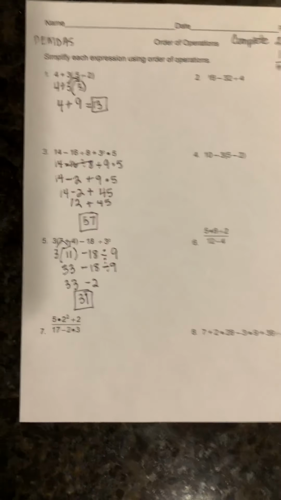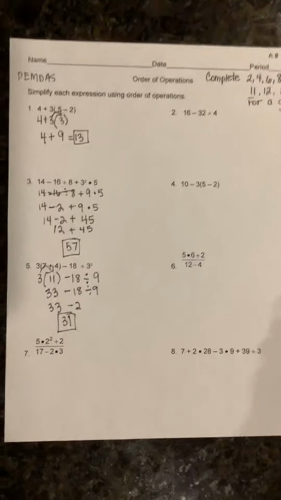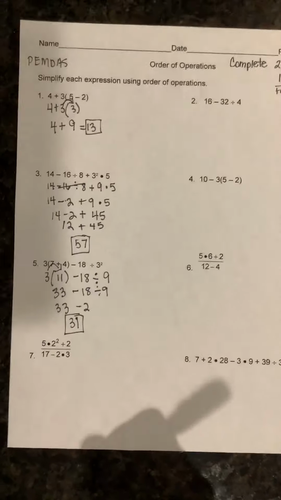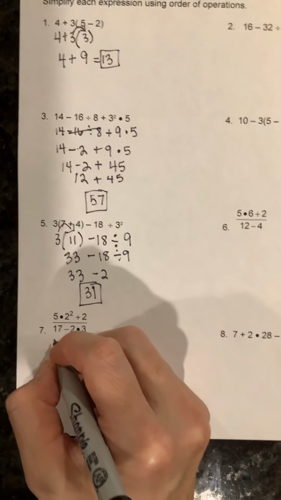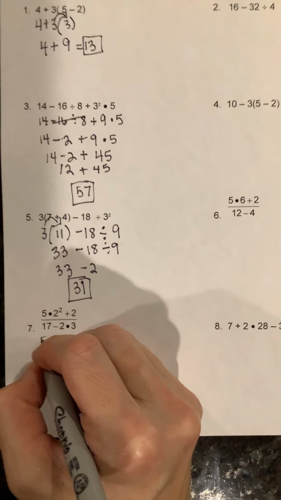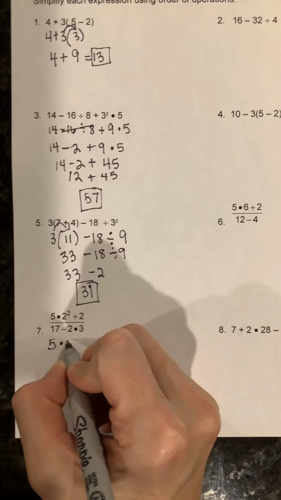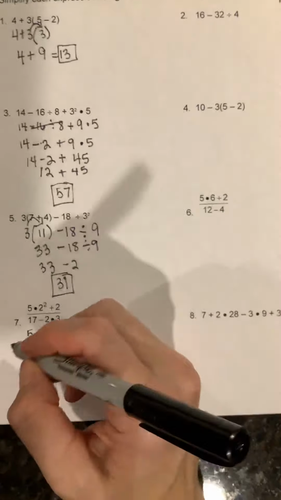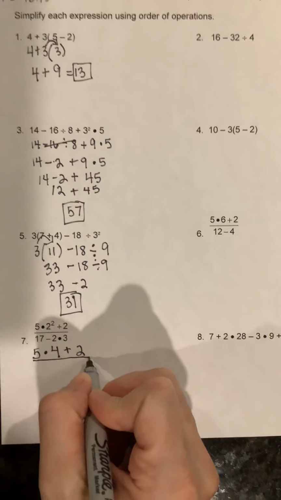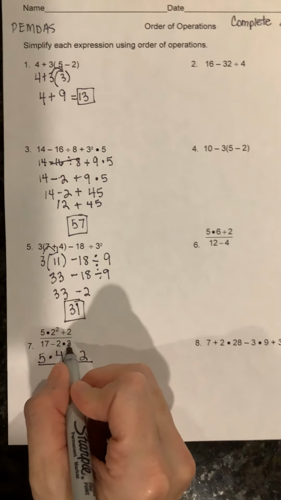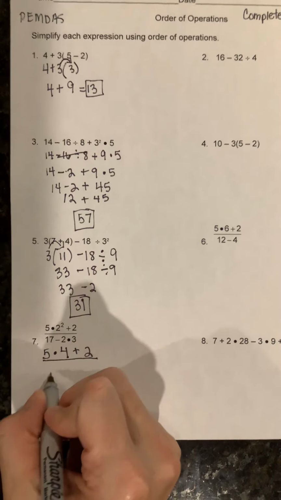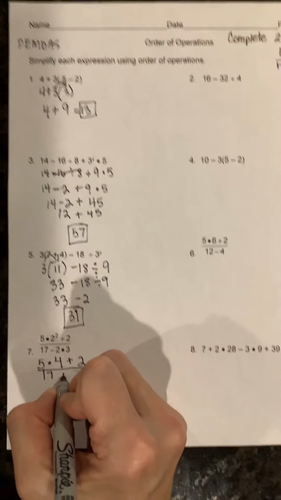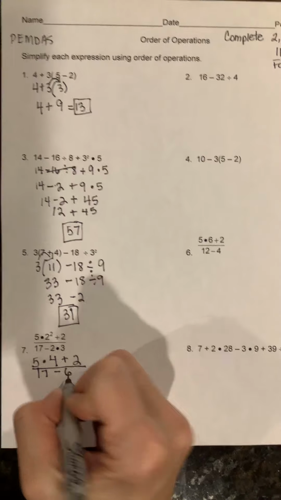Okay, number 7. Okay, I'm going to take this one step at a time. I'm going to do what's on the top. Okay, and I have an exponent there, so I want to take care of it first. So I'm going to bring down my 5. Okay, 2 squared is 4 plus 2. Then I'm going to do what's on the bottom. And if I use order of operations, I'm going to multiply first. So I'm going to bring down my 17. Negative 2 times 3 is negative 6.